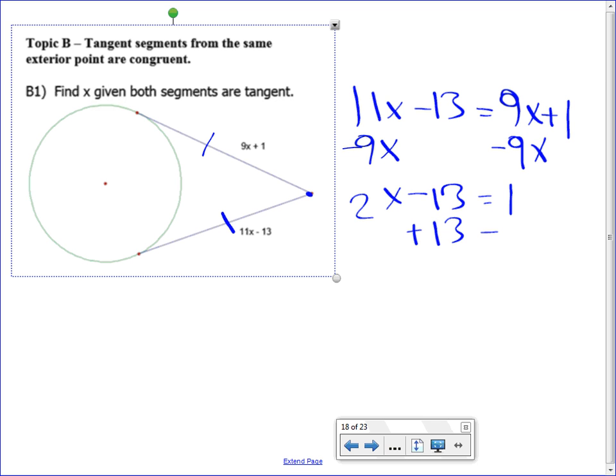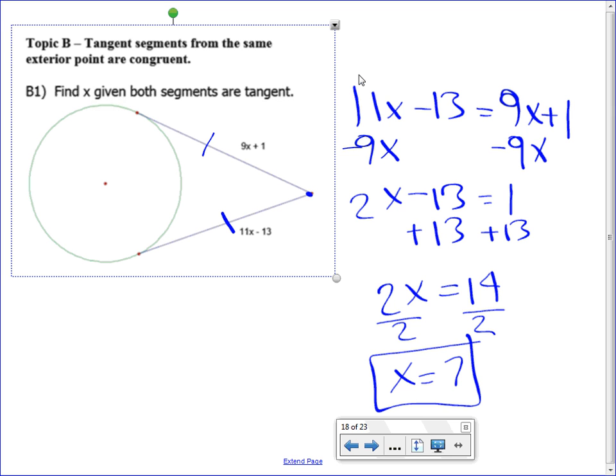Add 13 to both sides. 2x equals 14. And then divide by 2. We get x is equal to 7. So for this problem, it says find x, given both segments are tangent, and we found the value of x, and therefore we are done.